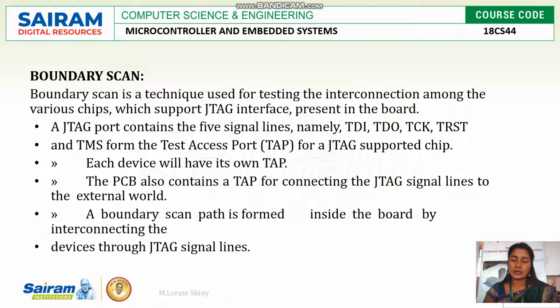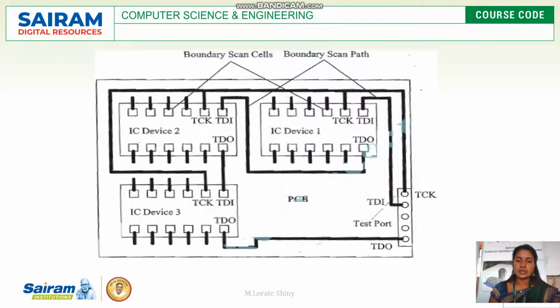The PCB also contains a TAP. This is for connecting the JTAG signal lines with the outside world, meaning the external world. And we'll see how the boundary scan path is formed inside the board by interconnecting the devices through JTAG channels. For example, in this we have a PCB board, and also we have 3 devices: device 1, device 2, device 3.